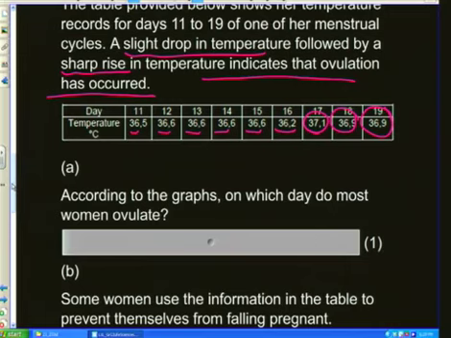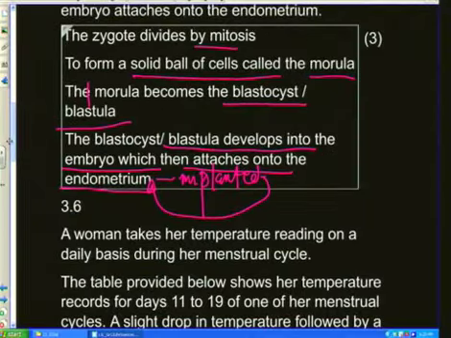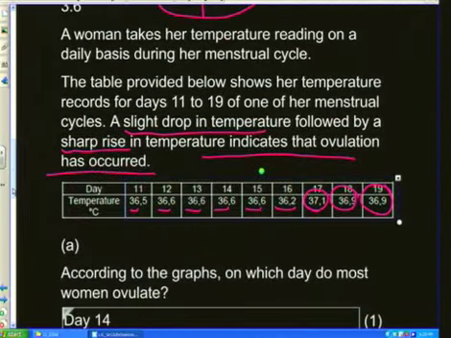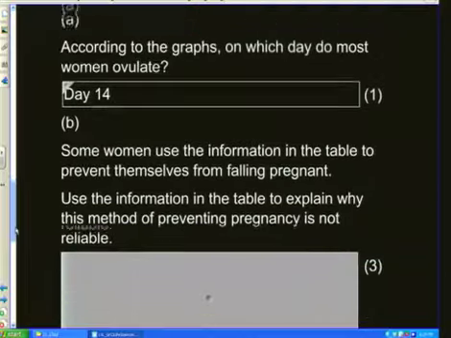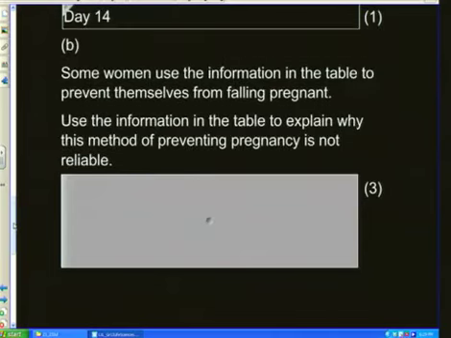According to the graphs, on which day do most women ovulate? According to, not the graphs, but the table in this case. It would be day 14, around there. According to the graph, sorry, we could go back to the graph there. The other one there said the graph would say that most would be on 14. And some women use the information in the table to prevent themselves from falling pregnant. Use the information to explain why this method of preventing pregnancy is not reliable.